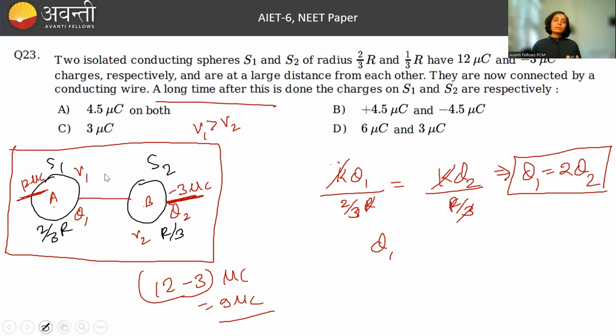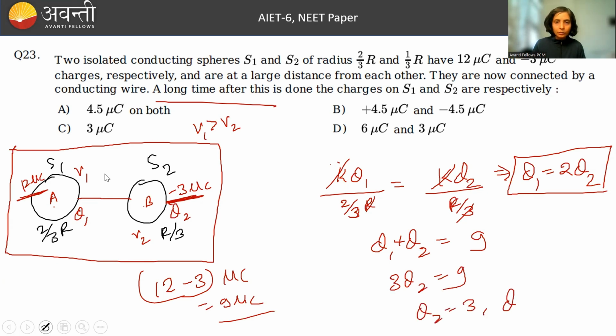It is not connected to any voltage source. They are connected together. So charge will flow from one to another such that total charge of both the bodies will remain same. So Q1 plus Q2 is equal to how much? 9. Now put the values. So this is 3 Q2 equal to 9, Q2 equal to 3, and Q1 equal to how much? 6. So correct answer should be what? It should be D. Okay.